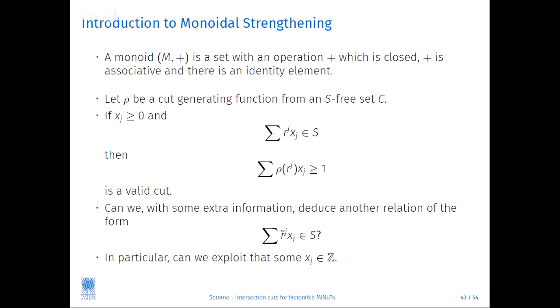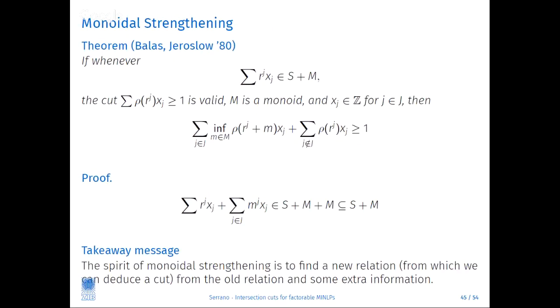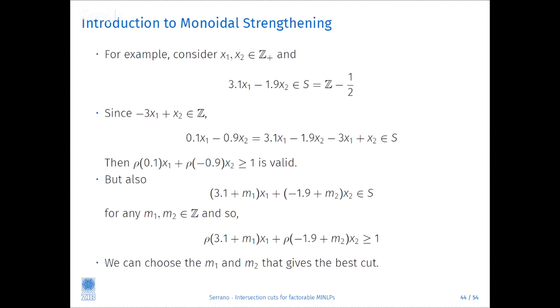Why it's called monoidal strengthening is because of this theorem that Balas and Jeroslow proved. Suppose whenever you have such a relationship, then you can deduce a cut. Like in the intersection cut setting, you have that this has to be in the integers, and so you have such a cut from an S-free set. Then, if M is a monoid, like the integers, a monoid is just closed under the operation, has a neutral element, and the operation is associative, then one can change the cut coefficients in the same spirit as this example. So this is the idea.